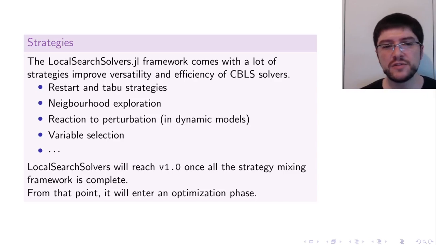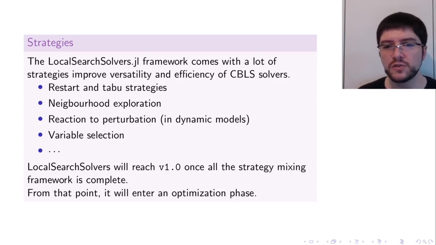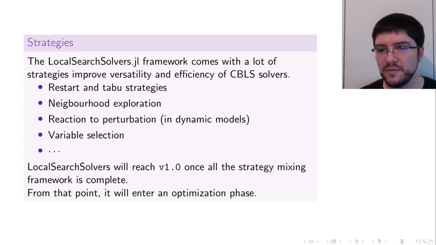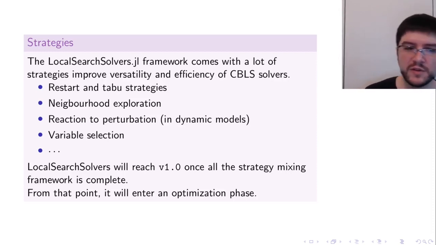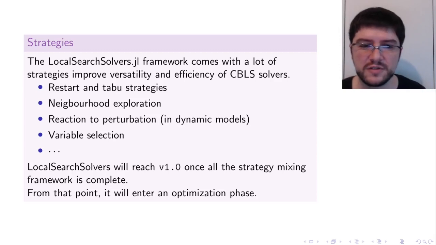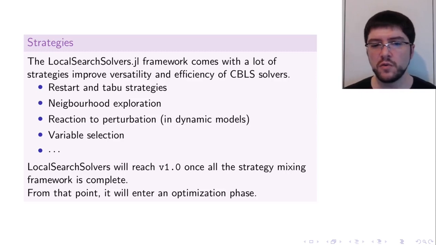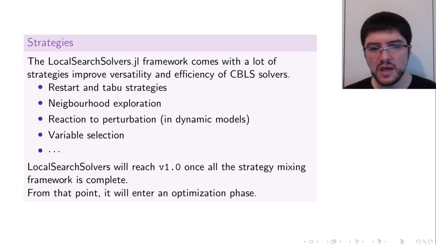So as I said before, Local Search Solvers is a framework that comes with different strategies to improve the efficiency of different CBLS solvers. Among those strategies, you can find a restart strategy and a tabu strategy that help to avoid local minima and to move to other parts of the search space. There is neighborhood exploration, reaction to perturbation for dynamic models, variable selection, and many others. Local Search Solver will probably reach version 1.0 once all the strategy mixing framework is complete, which is likely to be the case soon. From that point, it will enter an optimization phase.